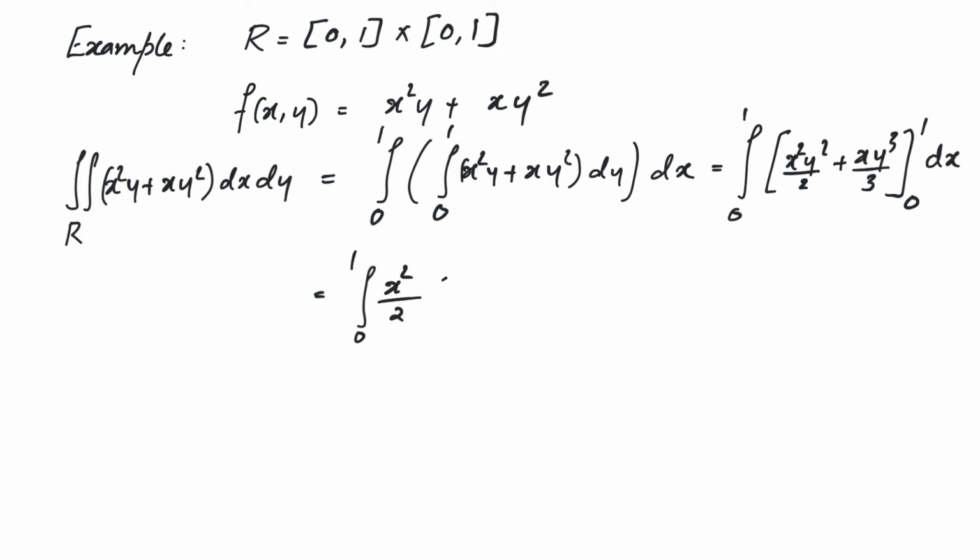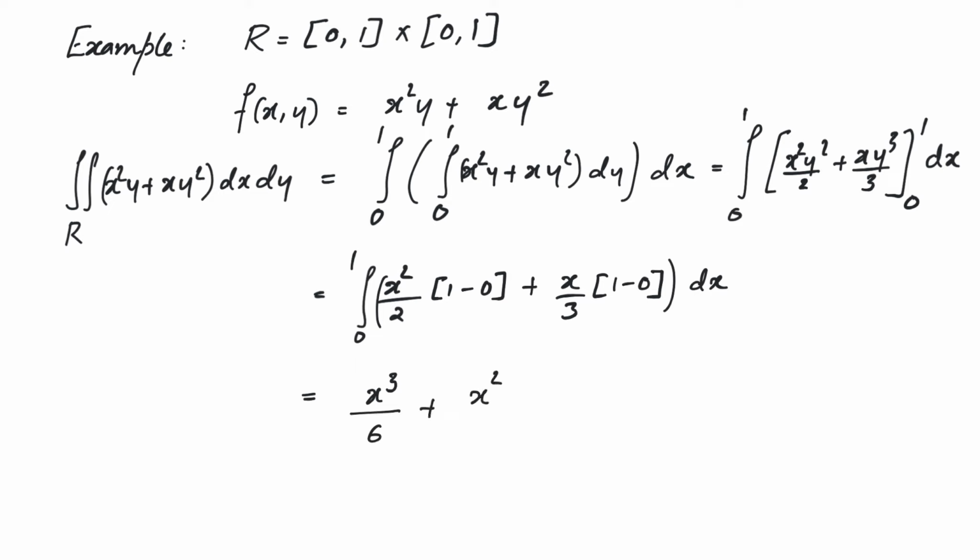Because y square at 1 is equal to 1 square which is equal to 1 and y square at 0 is equal to 0. Similarly for y cube. And when we integrate x square by 2 with respect to x, we get x cube by 6. And similarly, when we integrate x by 3 with respect to x, we get x square by 6. Therefore, we get the integral to be equal to x cube by 6 plus x square by 6 evaluated from 0 to 1, which is equal to 1 by 6 plus 1 by 6, and that is equal to 1 by 3. Therefore, the integral of this function over the rectangle R is equal to 1 by 3.